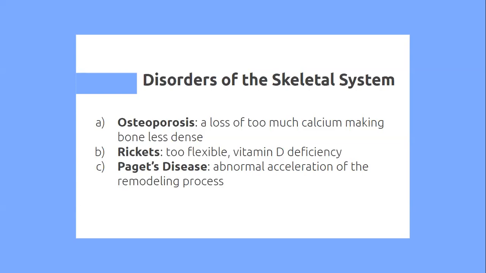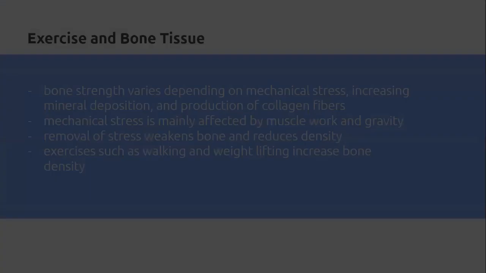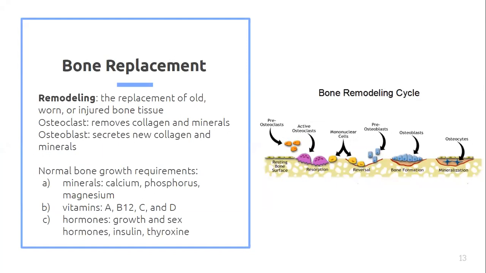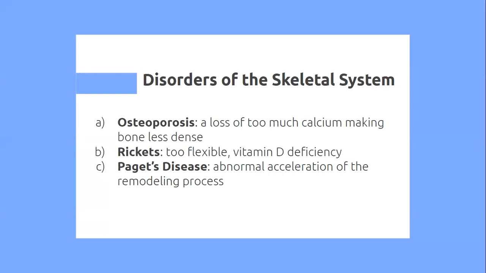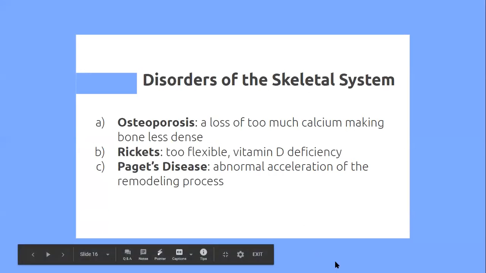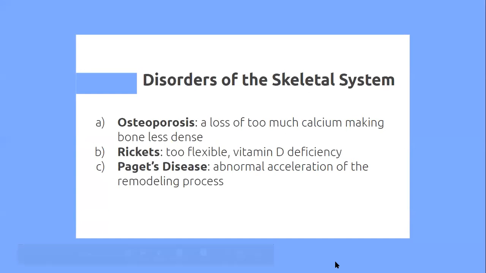And we have Paget's disease, which is the abnormal acceleration of the remodeling process. If you recall, remodeling is the replacement of old, worn, or injured bone tissue. Paget's disease is when it's too fast. It's abnormal. It's really fast. And this is bad because when it's too fast, it doesn't cause everything to mend together properly. So your bones can become permanently not very good.